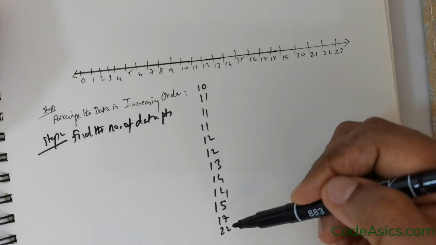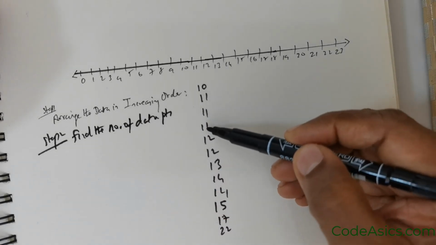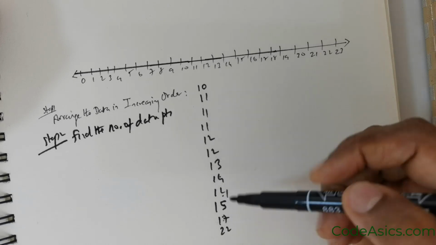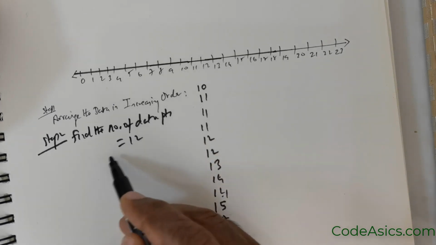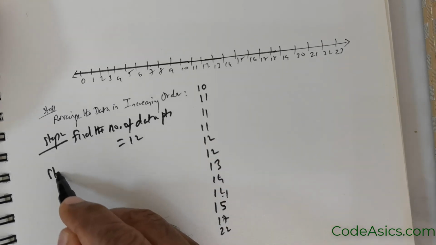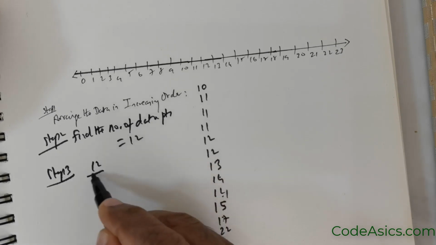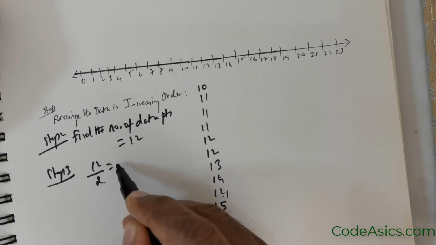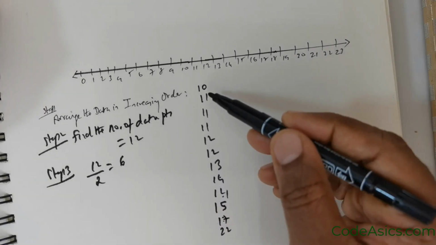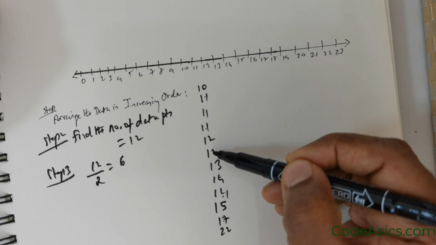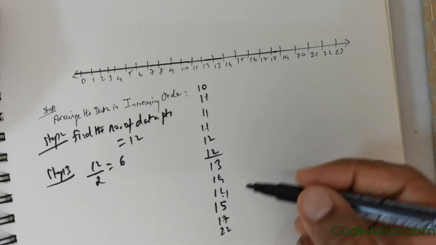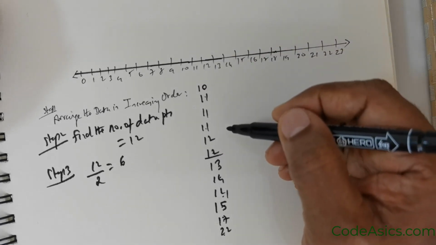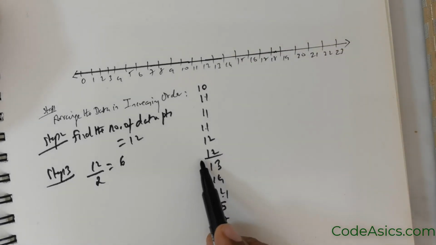When I say points, I mean the data. So you got 1, 2, 3, 4, 5, 6, 7, 8, 9, 10, 11, 12. So you got 12. Now after finding this out, in step number 3, you divide this into 2 halves. So this is going to be 6. So 1, 2, 3, 4, 5, 6 is over here. Then 1, 2, 3, 4, 5, 6. So you got an even number of data points. So this is the midpoint.